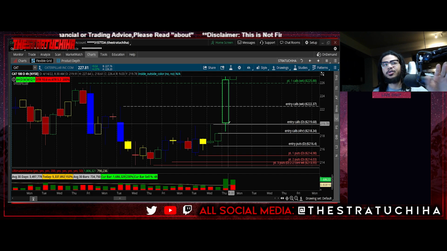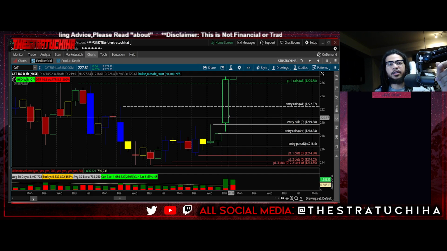I was about to say a 2-2. It depends on the strat pattern on the daily. That means we're a 2 up on the daily. That's a directional candle, 2 up. Remember with the strat, price action moves in the direction of the most twos.